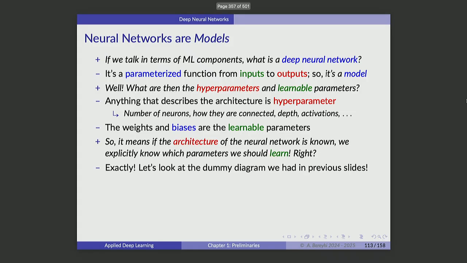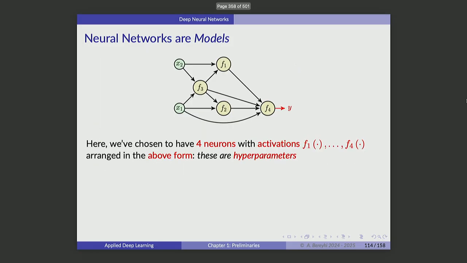Now, as I said, anything that you need to draw or write down your architecture is a hyperparameter, and anything within the architecture is going to be a learnable parameter, and this is what you want to learn. For instance, look at this one, right? This is the dummy example we had at the beginning. Here, putting the input like this and then putting the other neurons in between like that, connecting them in this form, and specifying those functions f1 to f4 here, these are all hyperparameters, right?